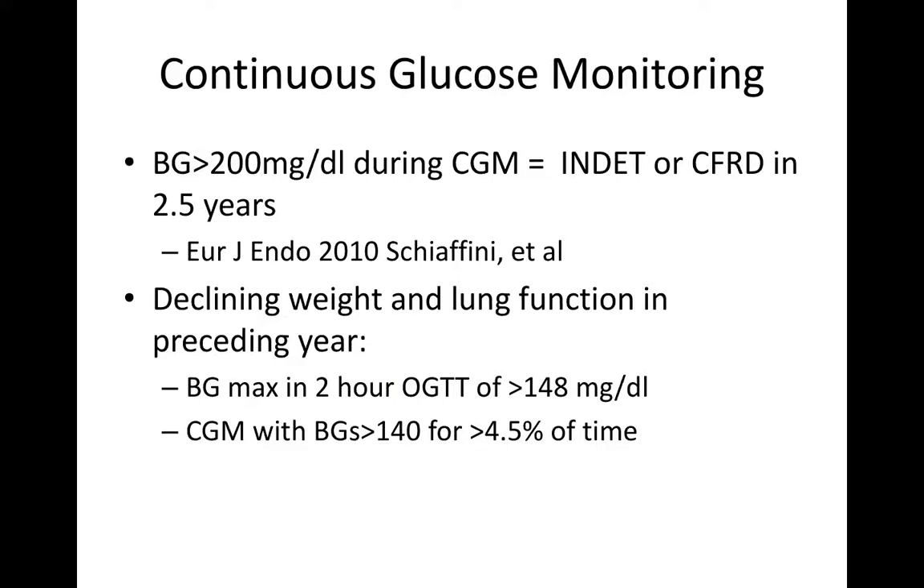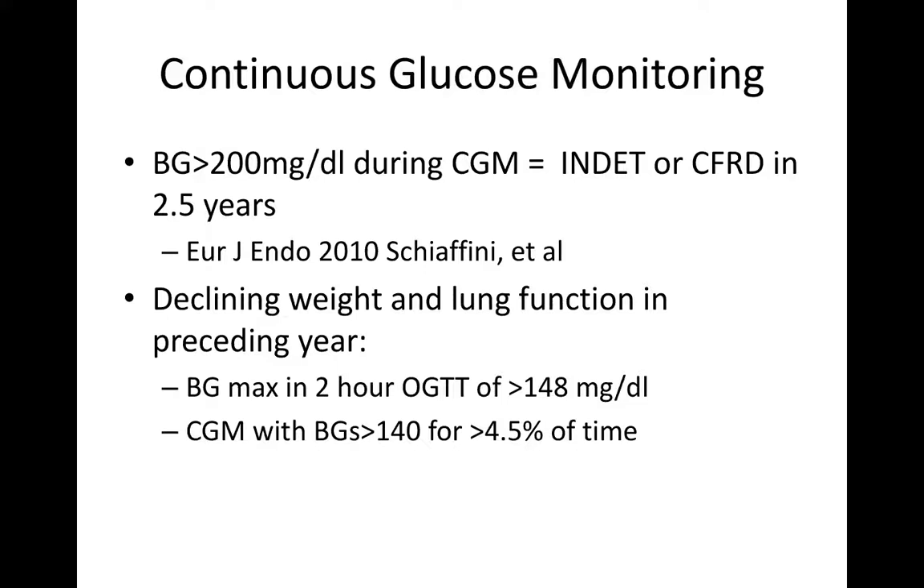Using continuous glucose monitoring, there have been a few studies that have just started coming out using this as a determinant of whether or not you would be at risk for cystic fibrosis-related diabetes. People who wore CGM and had blood sugars greater than 200 had an indeterminate or cystic fibrosis-related diabetes diagnosis on their oral glucose tolerance test within 2.5 years.